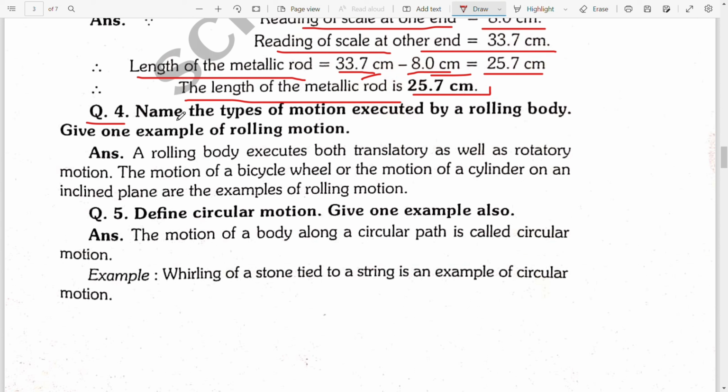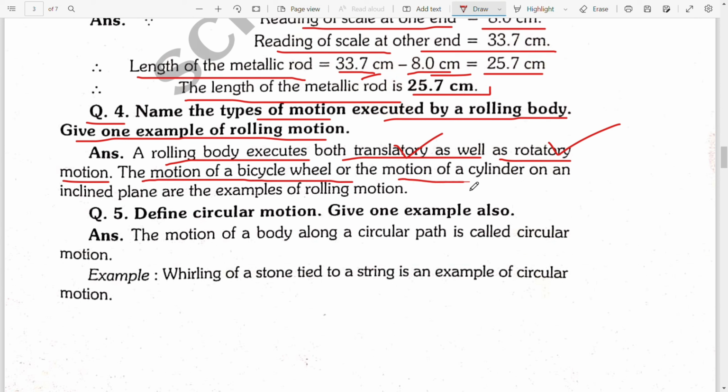Question number 4. Name the type of motion excluding by a rolling body. Give one example of rolling motion. A rolling body executes both translatory as well as rotatory motion. है ना, रोलिंग बॉडी ट्रांसलेटरी मोशन भी शो करती है और रोटेटरी मोशन भी शो करती है. The motion of a bicycle wheel or motion of a cylinder on an inclined plane are the example of rolling motion.